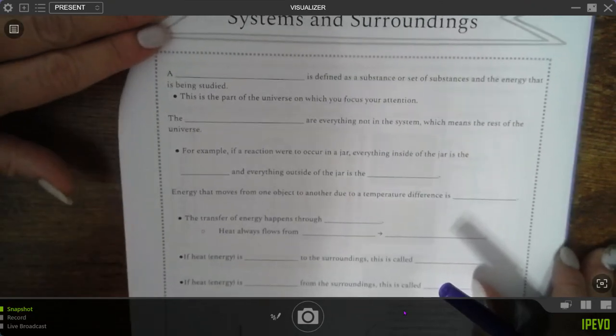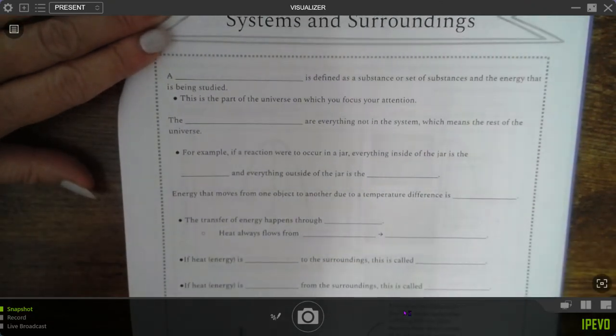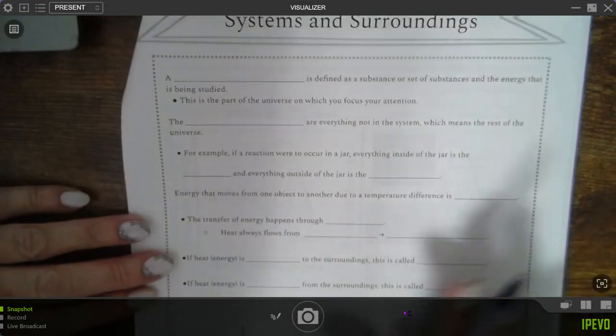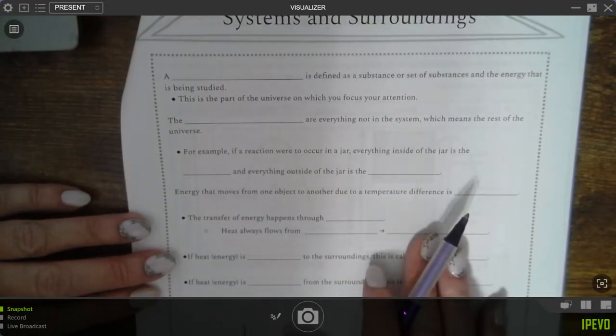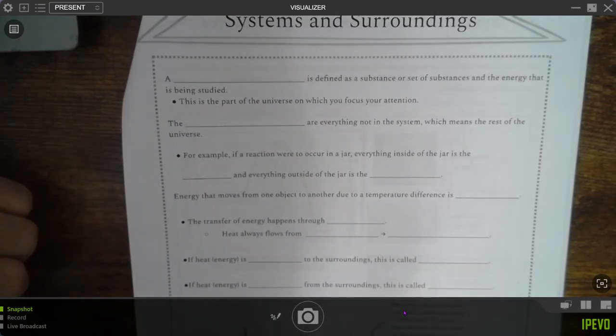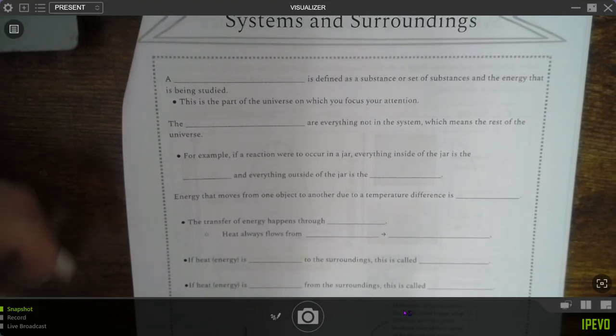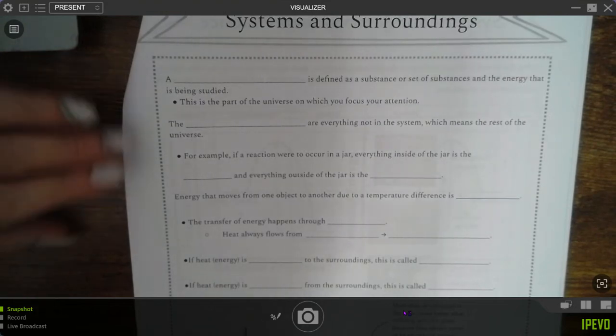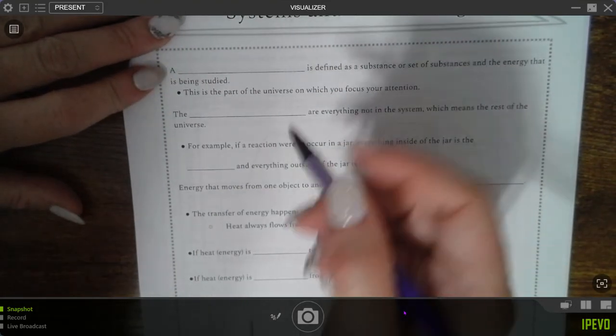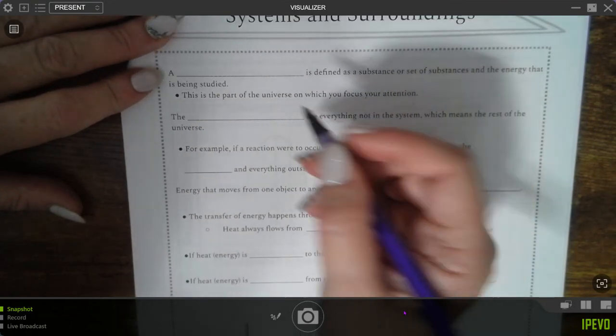Okay, so in order to do this, we have to define a couple of things. And I will tell you right now, this unit is fairly heavy on vocab. So this might be a good one to make some note cards and flip through when you've got a few extra minutes, just to make sure you've got your terminology down. Okay, so we're going to talk about the system and the surroundings.